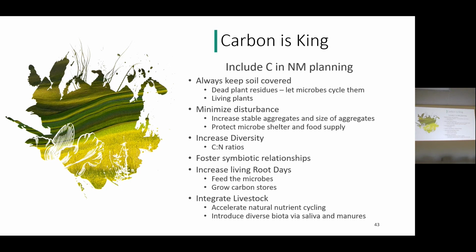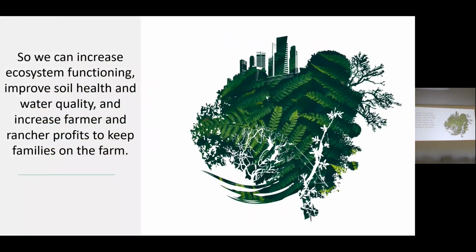And then integrate livestock. Not only can they do some really good things by just helping to cycle those nutrients on site, but they also bring some diversity in through their saliva. Now, if you don't have livestock that you can integrate, you can bring in some manures, bring in some compost to help some of that microbial life. So what we really want to do is increase that ecosystem functioning, improve the soil health and water quality so that we can improve farm profitability and keep farmers and ranchers who want to stay on the land on the land.